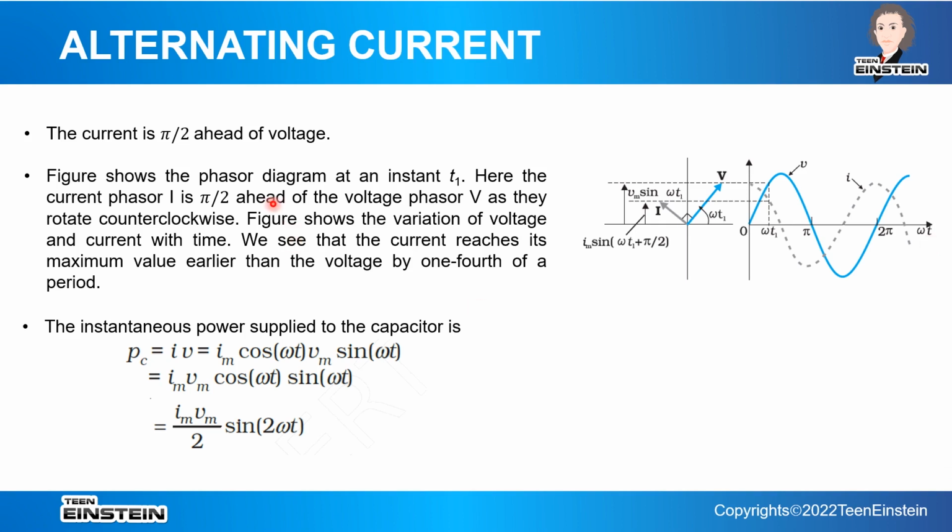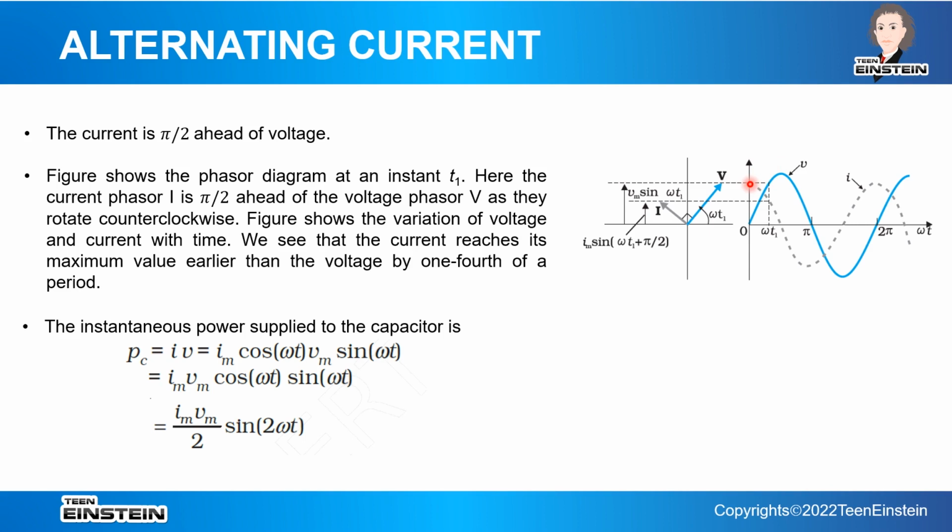Okay. So in the phasor diagram at an instant t1, the current phasor I is pi by 2 ahead of the voltage phasor V as they rotate counterclockwise. The figure shows the variation of voltage and current with time. We see that the current reaches its maximum value earlier than the voltage by 1/4 of a period. So the voltage maximum comes here, but the current maximum comes here itself, at 0. So it is pi by 2 ahead of the voltage.